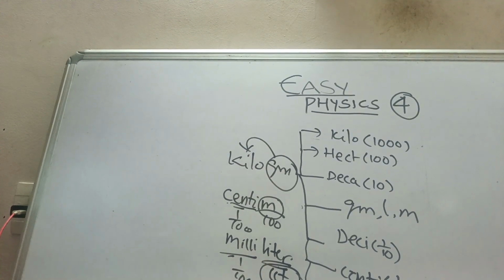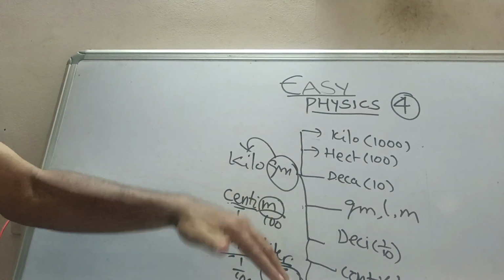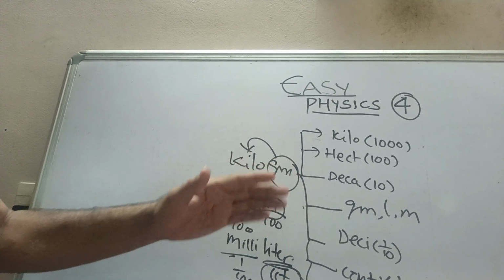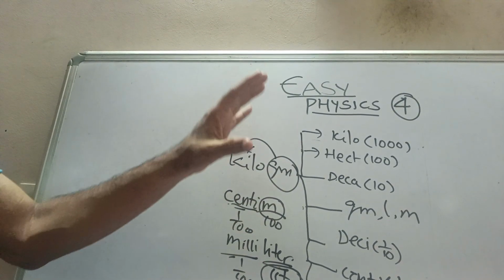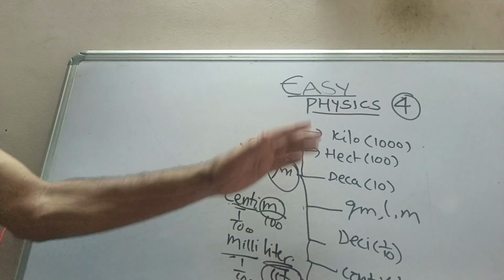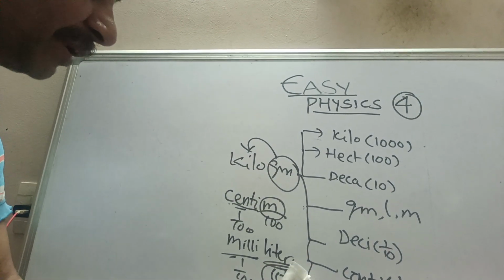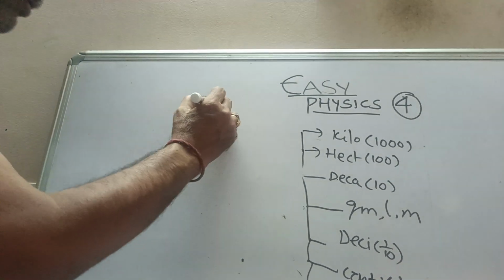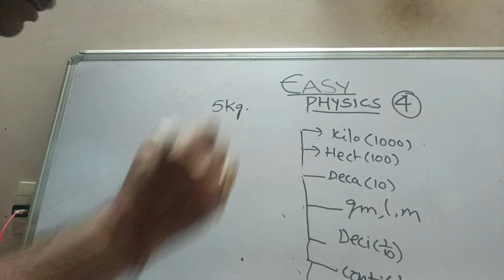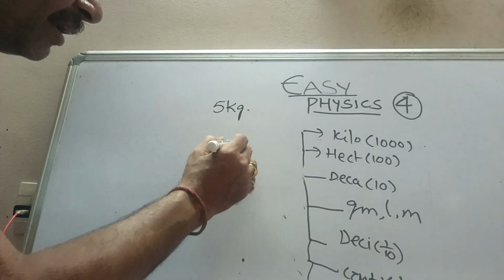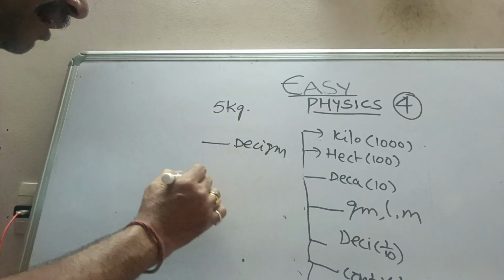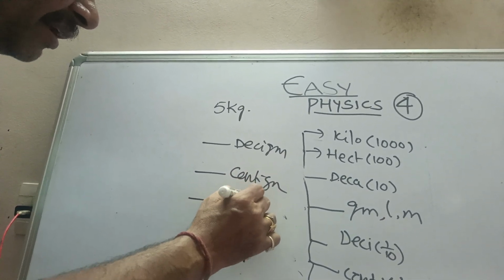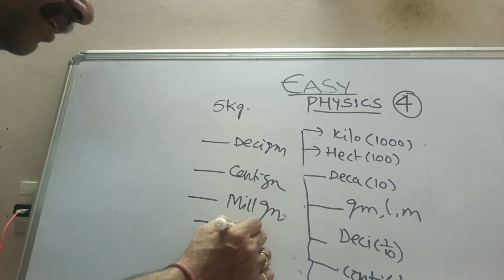Now we have to convert either kilo into deci or deci into kilo, or gram into milli, milli into gram, or liter, whatever it may be. So it's so easy to convert these values, that is units. Let me explain that part of the conversion. Suppose 5 kilograms are given and he has asked how many decigrams, how many centigrams, how many milligrams, or rather how many grams are there.